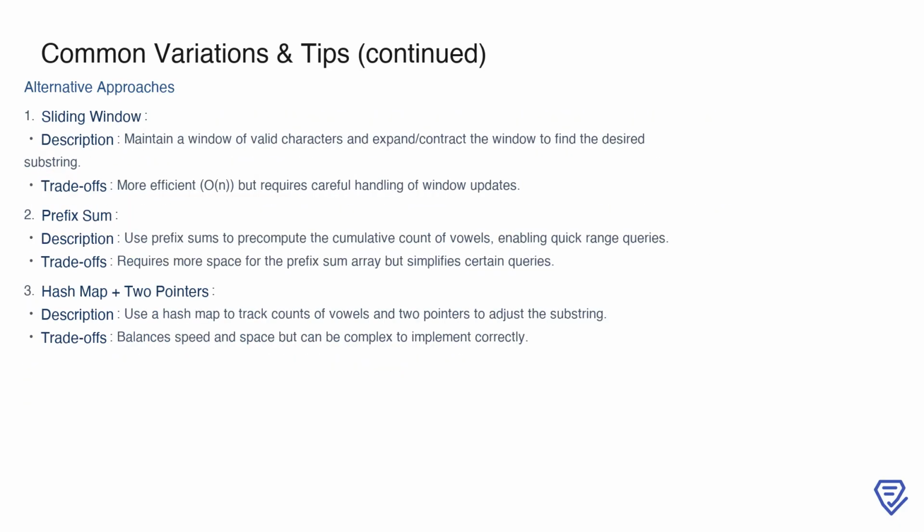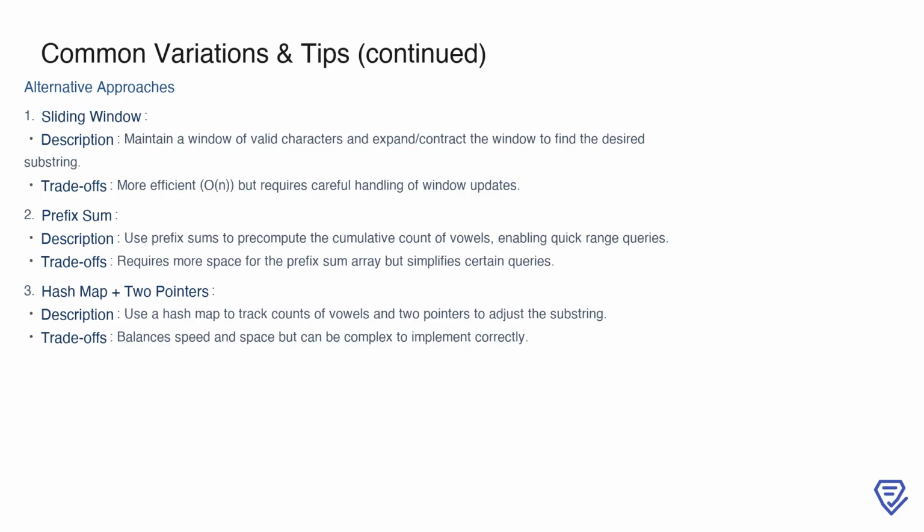To approach this problem effectively, there are several alternative strategies you can consider. The sliding window technique is a popular choice. Here, you maintain a window containing valid characters and dynamically expand or contract it to find the desired substring. While this method is efficient with a time complexity of O(n), it requires careful attention to how the window is updated.